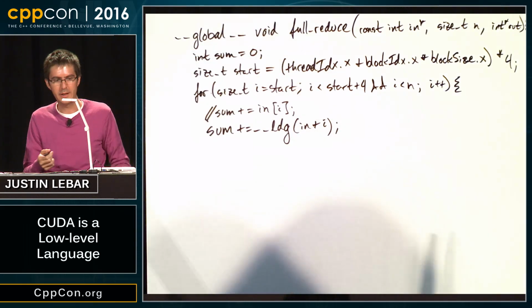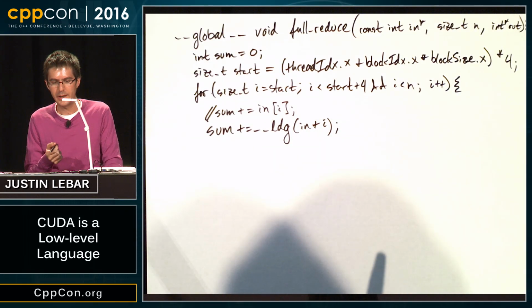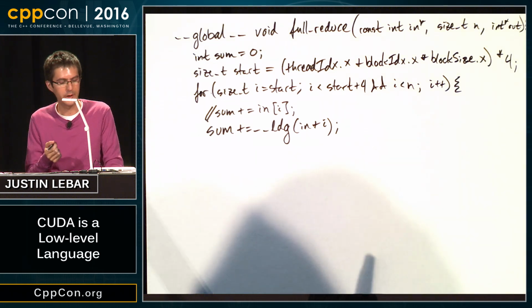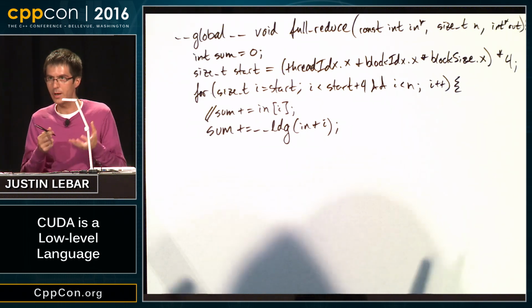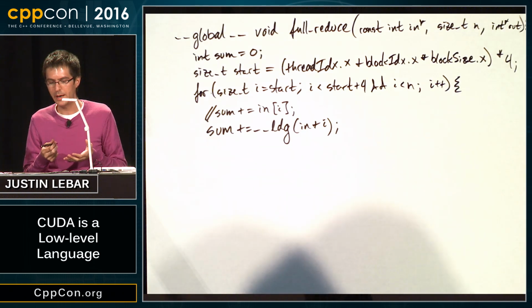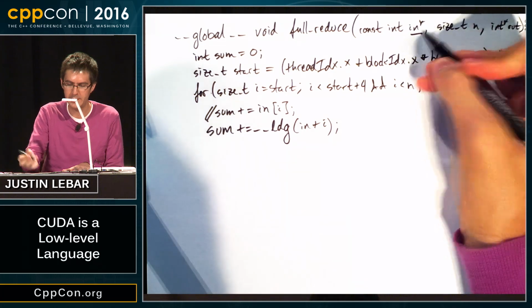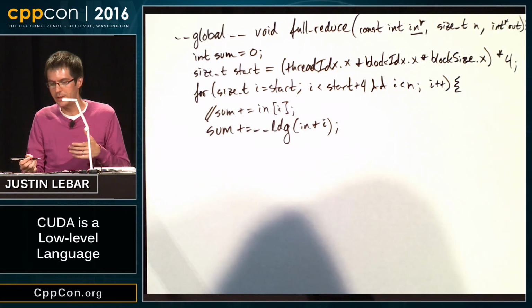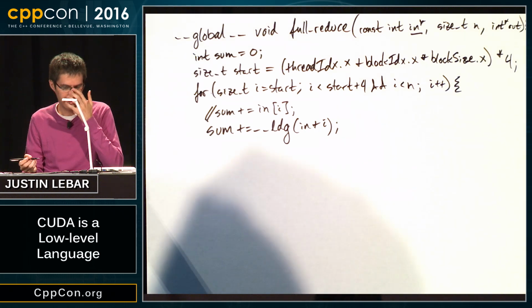So here we're using the LDG intrinsic. LDG stands for load global, but probably a better name would be load invariant or load read only. This is a special load operation that we can use on the GPU that works only if the memory that we're loading never changes during the lifetime of the kernel. So we're not writing to in, so we can use LDG. And LDG is often faster, and never, in my experience, slower than a regular load.